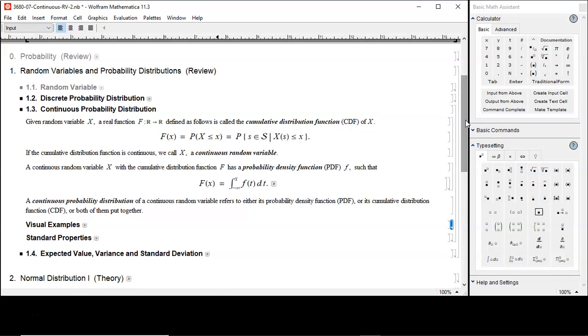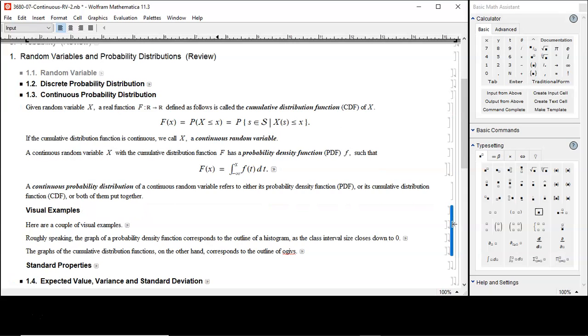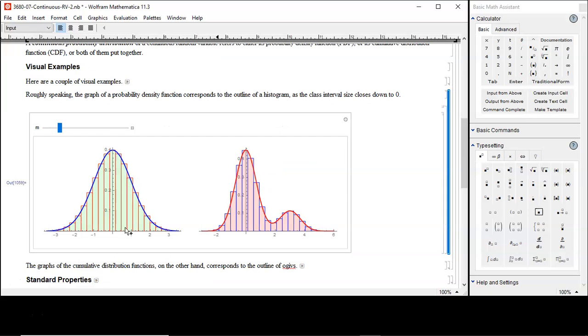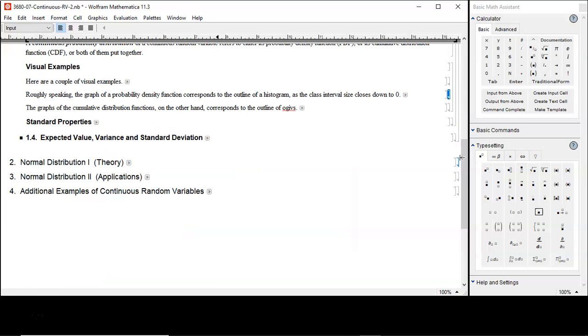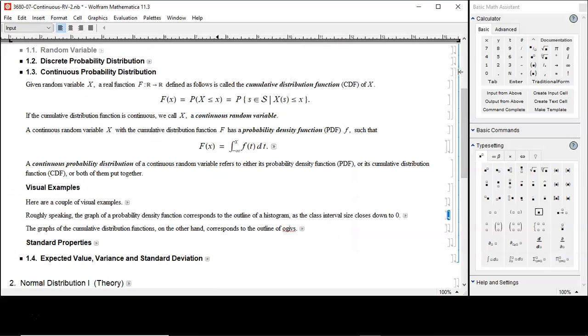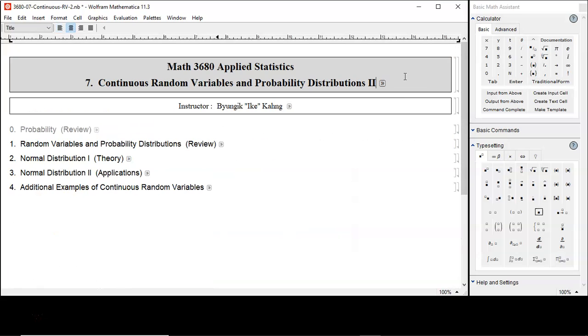By the way, this kind of limit does not always take place, but many times they do. And at this level, at the 3000 level, we're going to stick to the examples where they do. Especially, we're going to focus upon this case here, the normal random variable. And that's going to be the topic for the next section, section 2, which will start in a separate video. Stay tuned.